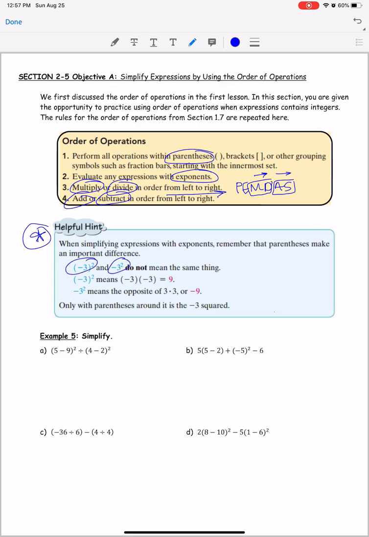This one and this one do not mean the same thing. -3 in parentheses squared and -3 squared are not the same thing. -3 in parentheses squared means -3 times -3, which is a +9. -3 without the parentheses squared means 3 times 3, which is 9, and then you got to tag that negative that's on the beginning onto it. Okay, so very different things, so we got to keep that in mind while we're going through this.